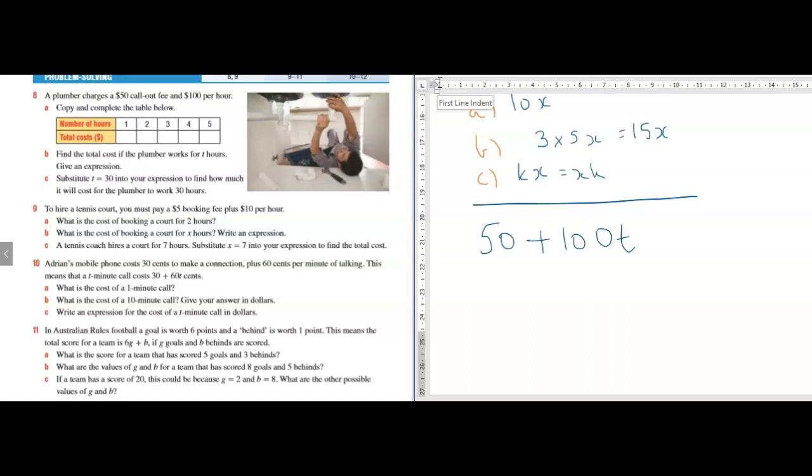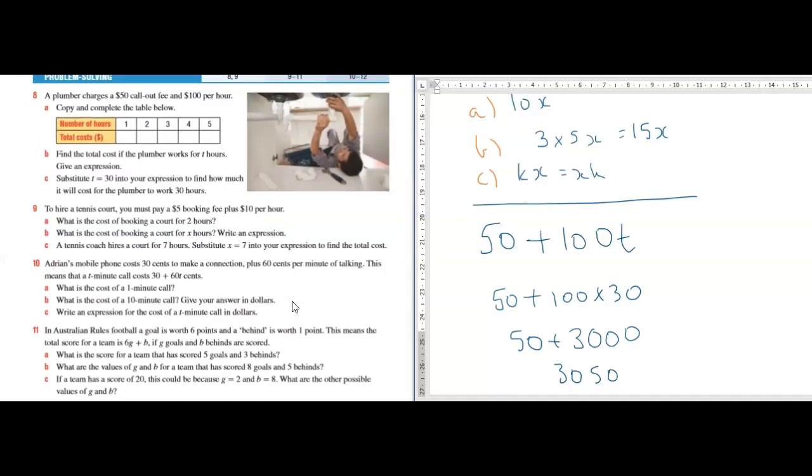Substitute T equals 30 into your expression to find how much it will cost the plumber to work for 30 hours. So it's just going to be 50 plus 100 times 30. So when we're multiplying this, we multiply the 1 and the 3, so 3, and then add your zeros. So 1, 2, 3 zeros, or add up your number of zeros. So 100 times 30 is equal to 3,000. So we're going to have 3050, so $3,050 for your plumber to work 30 hours.